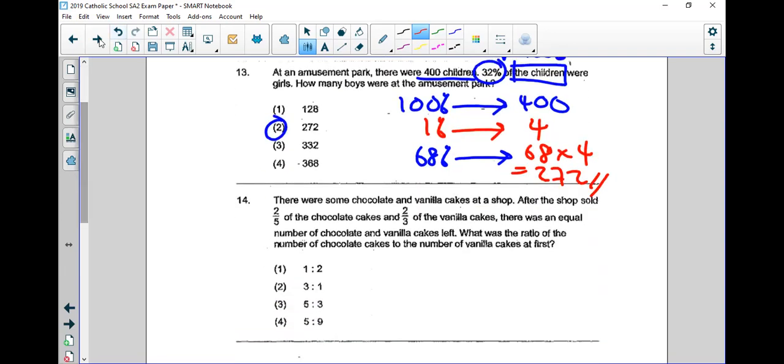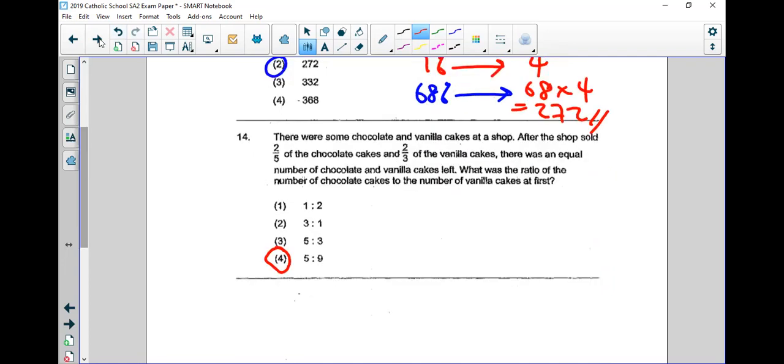Question 14, your answer is number 4. Now again, when you see fractions, model, right? If you don't draw a model, it might be a little hard for you. So there was some chocolate and vanilla. Your 2/5 is talking about what? Chocolate cakes. And your 2/3 is talking about what? The vanilla. So can you add them together? Cannot. They are talking about different cakes. So you cannot add them together.